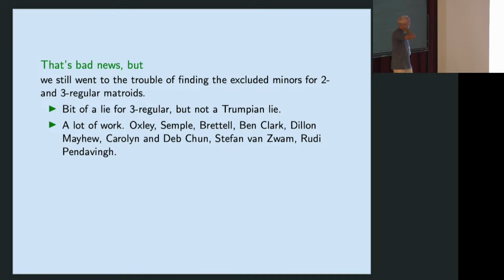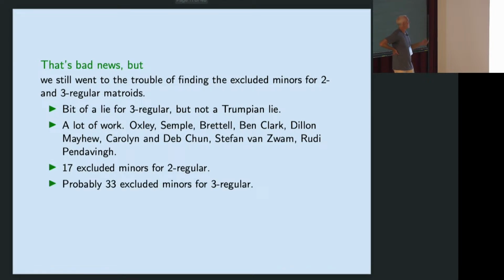Now, there was a lot of work getting that result. I think at least all of these people here, James Oxley, Charles Semple, Nick, Brett, Ben Clark, Dylan, Carolyn, Deb, Stefan van Zwam, Rudi Pendavingh, all were authors of papers that played necessary steps towards getting this result. So there are 17 excluded minors for 2 regular, and modulo the computer check eliminating some other possibilities, there are 33 excluded minors for 3 regular.